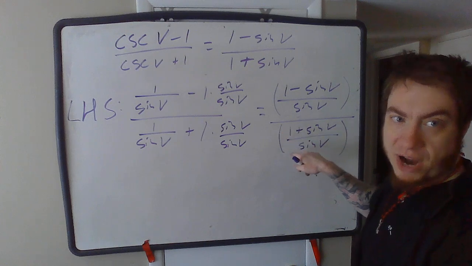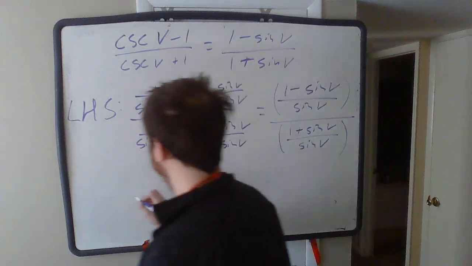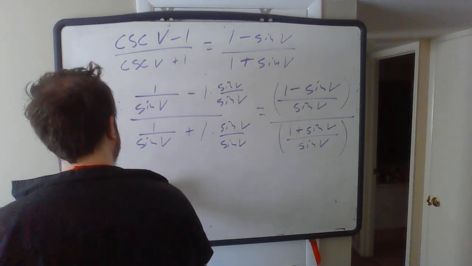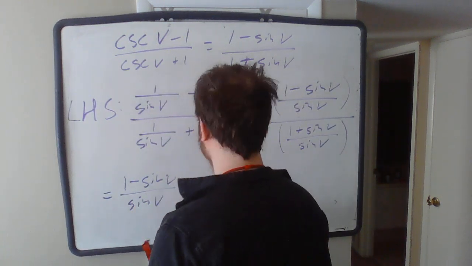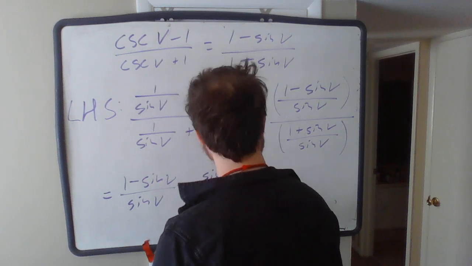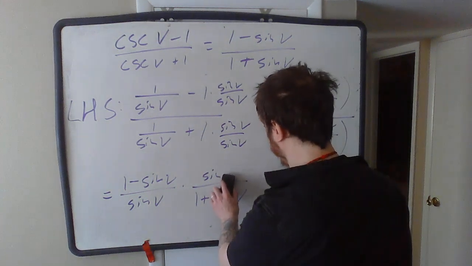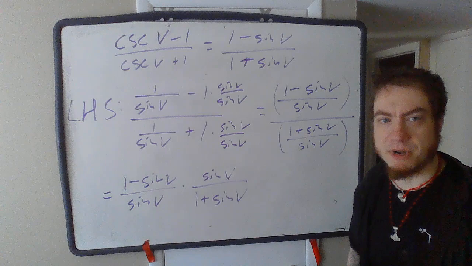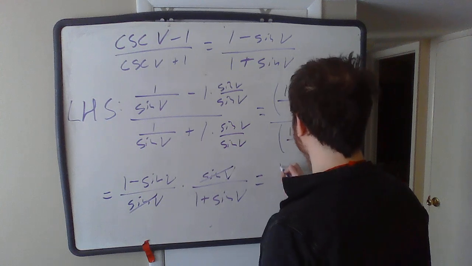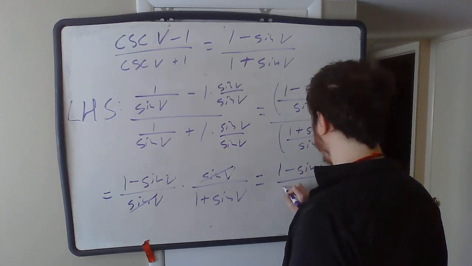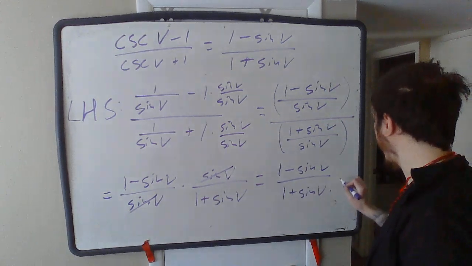But dividing one fraction by another fraction, remember, that's just the same thing as multiplying by the reciprocal. So this becomes (1 minus sine v) divided by sine v times sine v divided by (1 plus sine v). Now we notice that the sine v's cancel and leave me with (1 minus sine v) divided by (1 plus sine v). But that's the right-hand side, so I'm done.